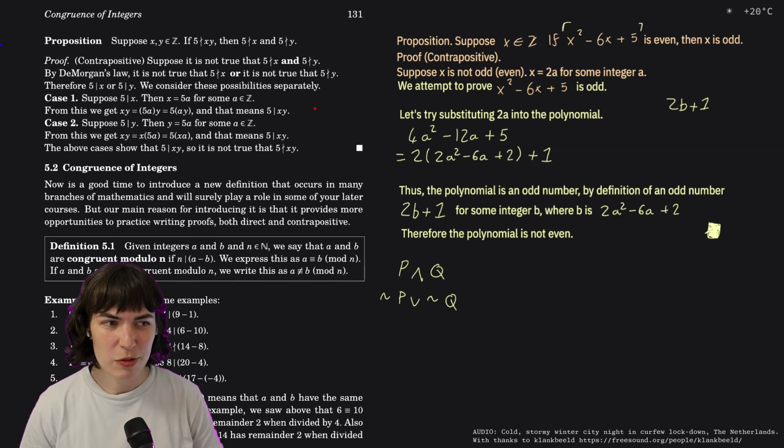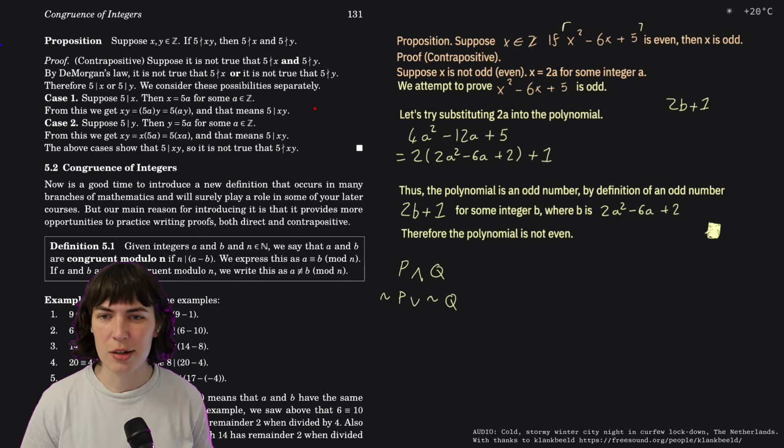No, there's nothing special about 5 here. It holds for any integer. Yeah, makes sense.